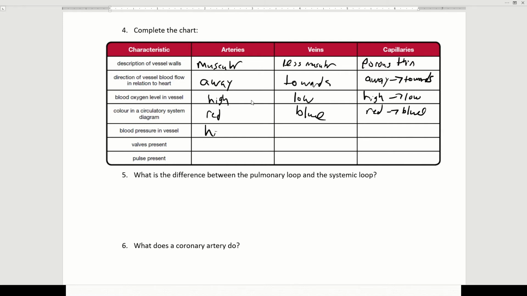Blood pressure is very high in the arteries, and then veins and capillaries are lower, right? Capillaries are really thin and porous, so if you had super high pressure, you would bust those capillaries. Valves present? No for arteries. And veins? Yes. And then capillaries, you don't have valves. Pulse present. So pulse is when you have super high pressure, so you feel your pulse in your arteries, but not in your veins or your capillaries.